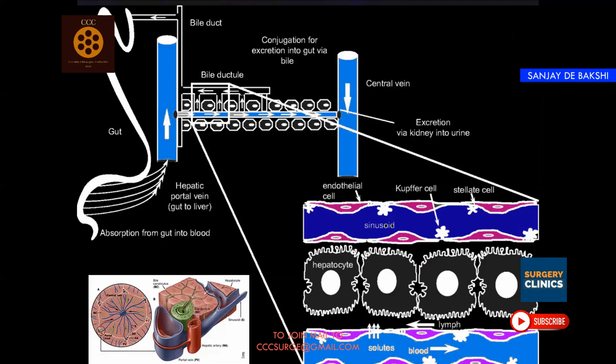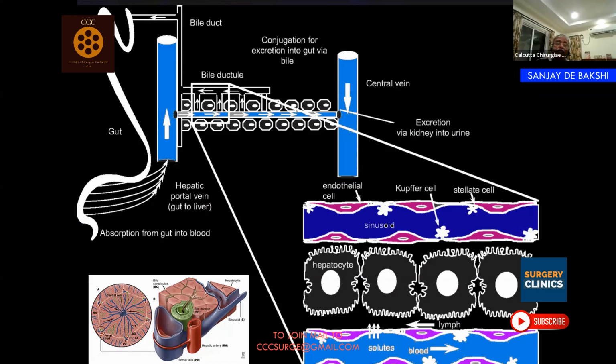So away from the central vein. Yeah, so the central vein is which zone? Let's suppose that is the central vein. So which is that zone? Zone 3. What zone happened? Zone 3, very good.